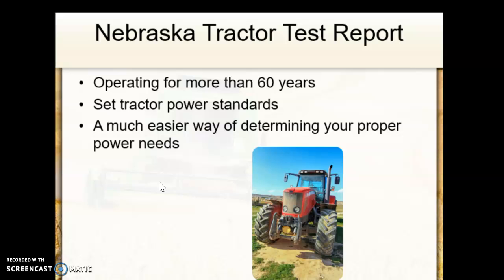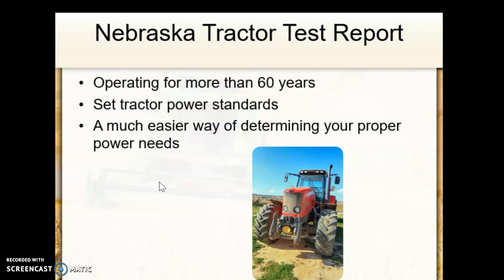So the Nebraska tractor test has been operating for more than 60 years, and it's a set of tractor power standards. Basically it got its roots back in the early 1900s, 1919, I believe. And at the time, the sale of tractors wasn't really highly regulated. There were a lot of companies that made and sold tractors, and some were reputable, some weren't so reputable, and it was unclear what tractors were good and what tractors weren't good.